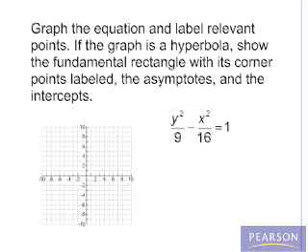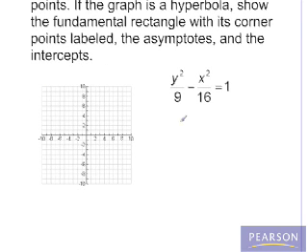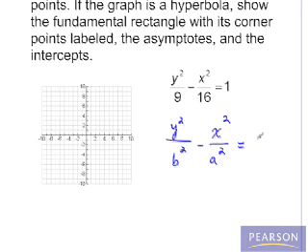We're given the equation y squared over 9 minus x squared over 16 is equal to 1, and we're going to compare our equation to the equation y squared over b squared minus x squared over a squared is equal to 1, and this is the equation of a hyperbola.